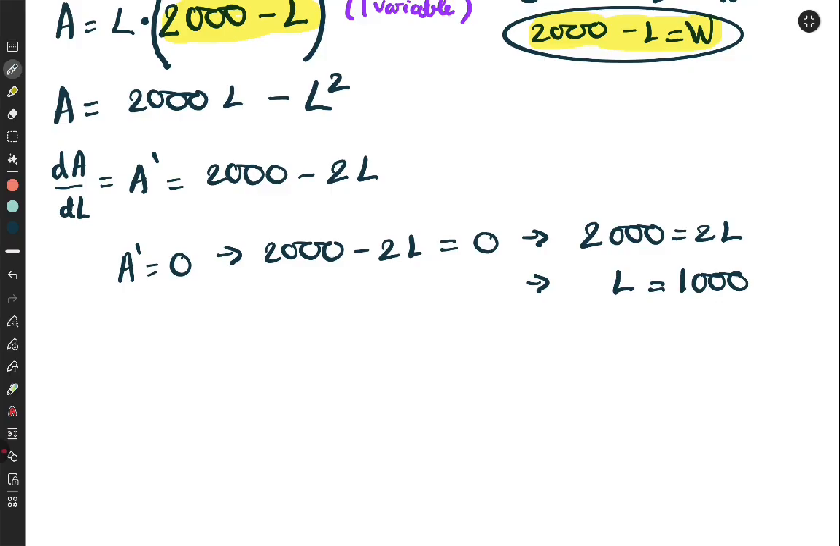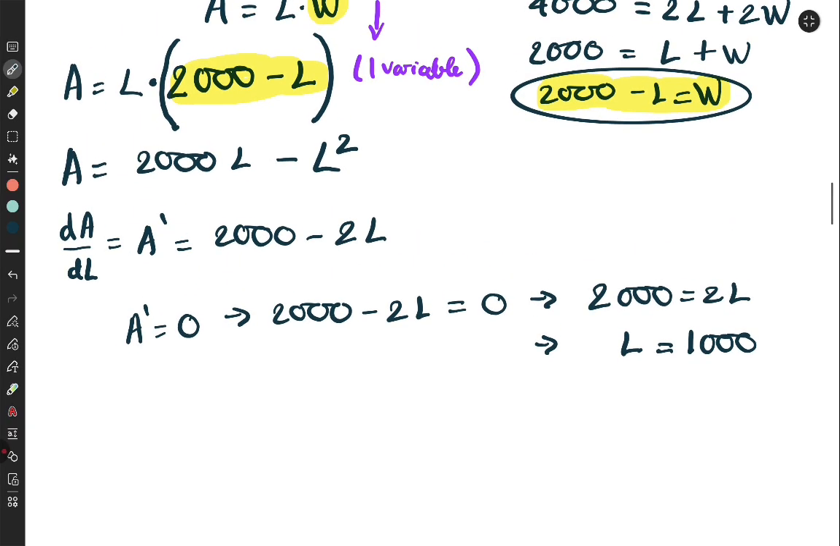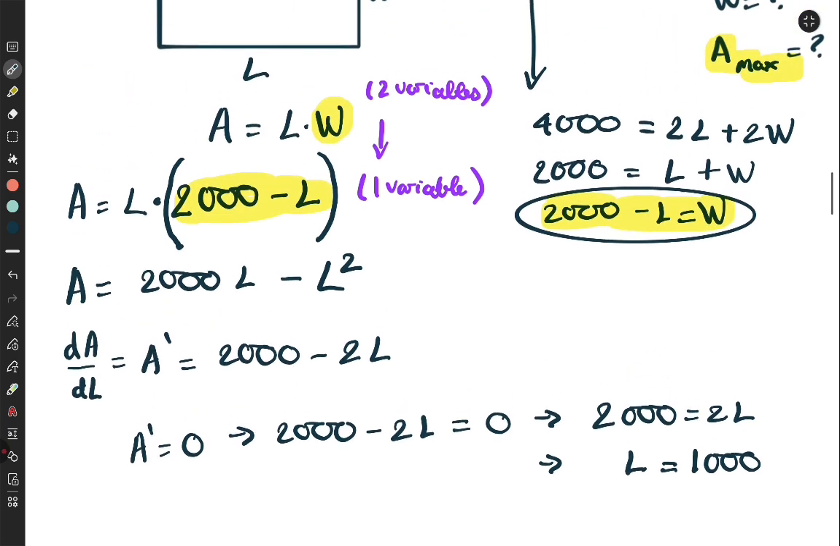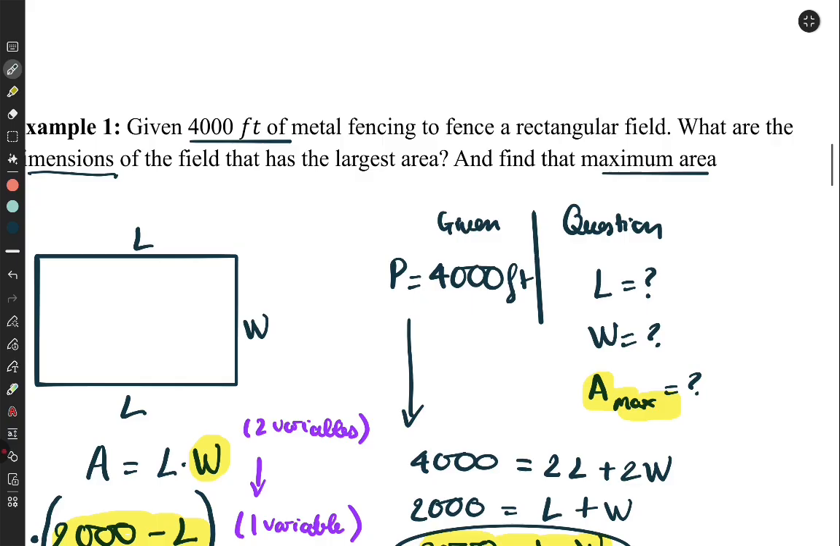Okay, this is where my student usually make mistake. That's the length. Technically you got one dimension already, the length. 1,000. Technically feet. 1,000 feet. But the question asks you to find the dimension that has the largest area. So you have 1,000. Can you conclude your answer right away?